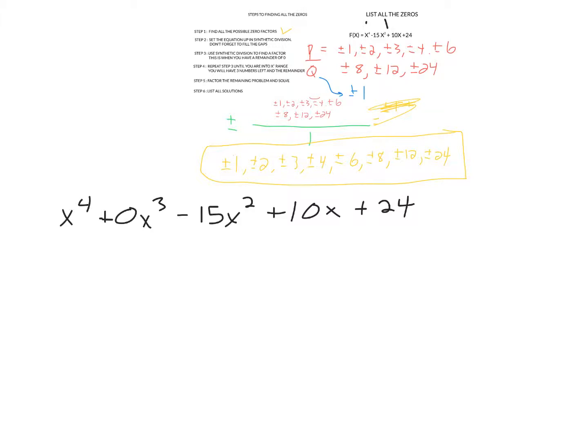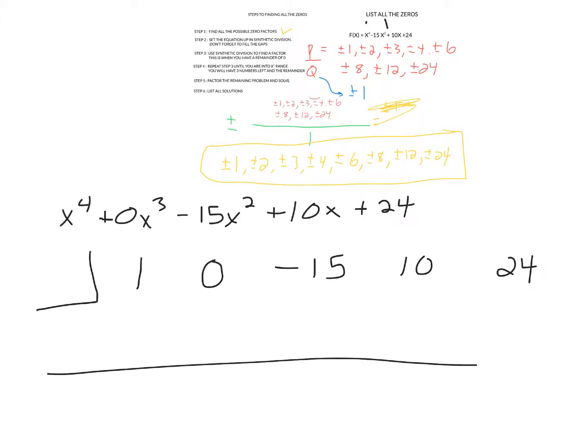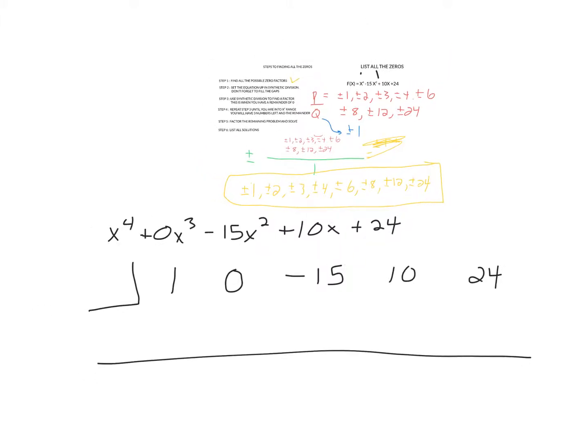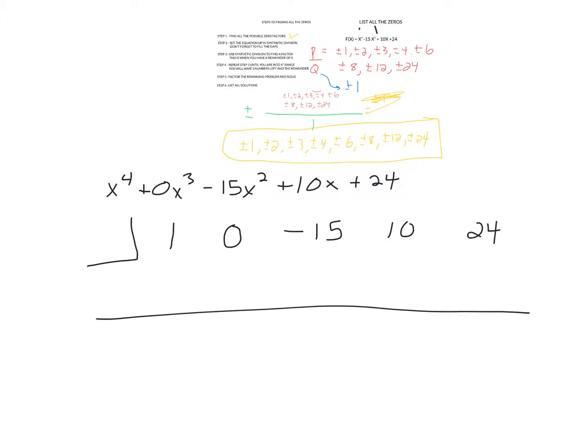All right, so now at this point, let's get the coefficients. So we're going to have a 1, 0, negative 15, a 10, and a 24. All right, and I'm going to move this up a little bit. I'm going to shrink it a smidge, scooch it up. All right, so now let's start with our possible factors here. So again, you can pick in the middle. We got nice numbers here. So let's start with a 2. Let's do a positive 2 here.